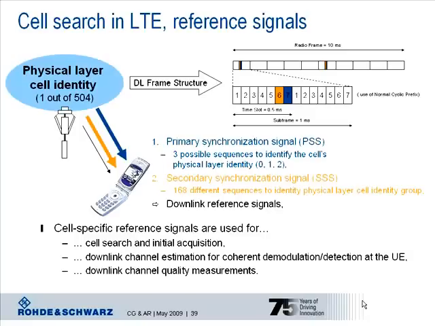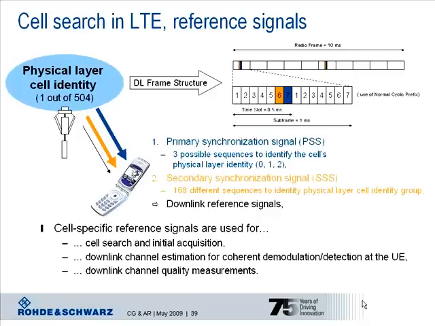The cell-specific reference signals fulfill three tasks. They are used for initial acquisition, current demodulation and detection at the UE, as well as for channel quality measurement. To estimate the channel's quality and to help the E-NodeB to find a scheduling decision, the network informs the UE via system information about the power level with which the downlink reference signals are transmitted. The UE is measuring that power level. The difference translates to a so-called channel quality indicator, a CQI value, which is reported back to the network.